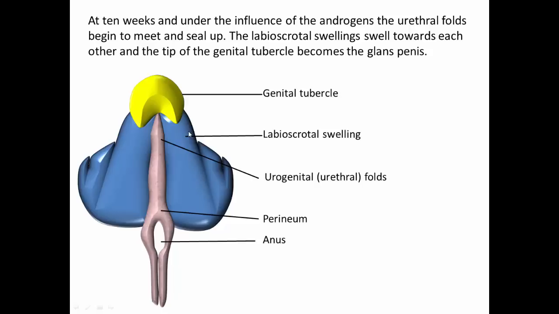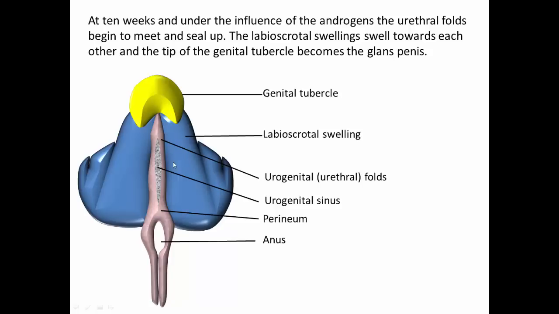Just notice that the labioscrotal swellings have really swollen up, and then they're getting closer to one another, and that urogenital fold has really come together, and that's going to make the urethra, and you can see it going off here into the genital tubercle, which is becoming the penis. There's still at this point a urogenital sinus, and so there's no proper urethra, or at least not a penile urethra.